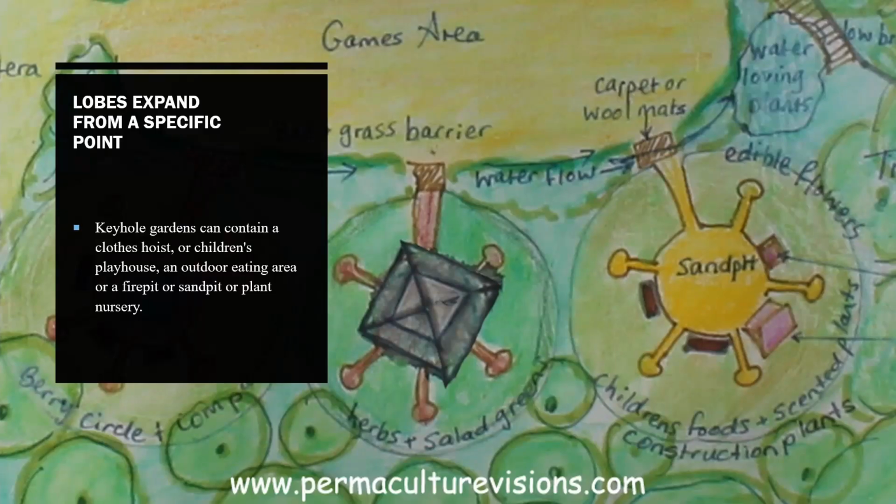Lobes. Lobes expand from a very specific point. A keyhole garden is a fun way to use this pattern in a design. The keyhole garden has one central keyhole and then several others that radiate off that. And from there you can have more.